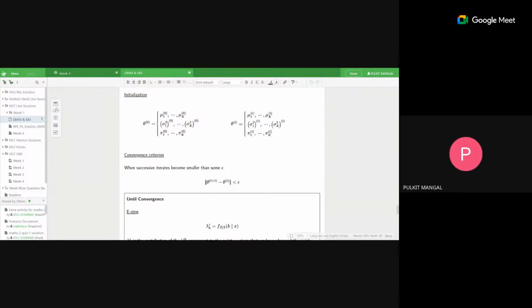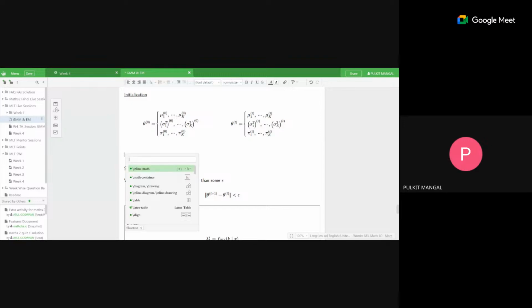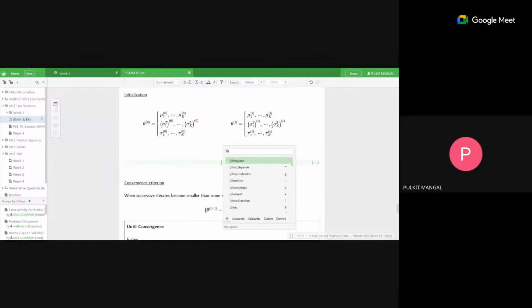Okay, look at this picture. This is how your theta naught is. It is in one row, in which the first three are your mu, the next three are your sigma, and the next three are pi. But it is not exactly like this.